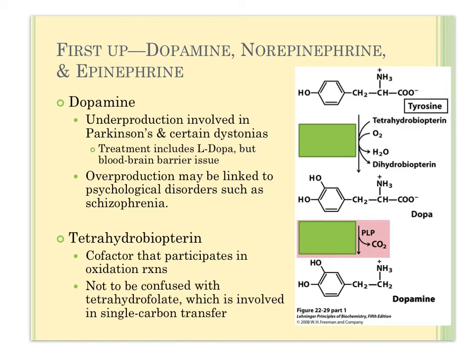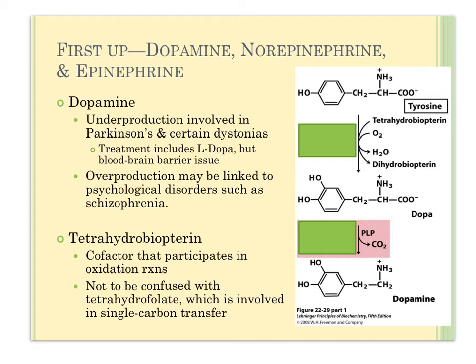Just to give a little background: of course, dopamine is really important with respect to neuromuscular disorders, things like dystonias, which I used to suffer from, and Parkinson's disease. These are usually linked to underproduction, whereas if you have too much, it's believed to be linked to some of the psychiatric and psychological disorders such as schizophrenia.